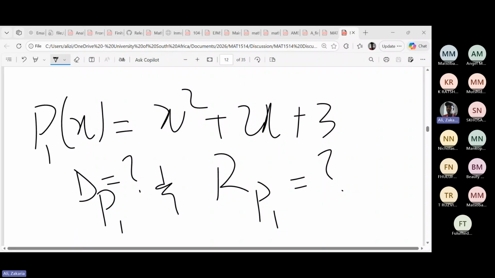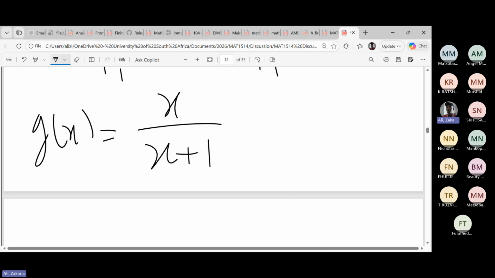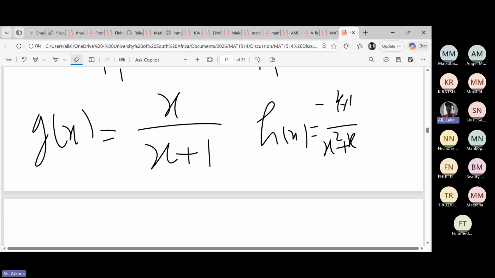But there is a certain type of function that we didn't speak about a lot, the rational functions, which are also part of the functions. I only gave you 1 divided by x and asked you to find the domain. But let's say I take g of x equal to x divided by x plus 1. Or let's say I take h of x equal to minus x plus 1 divided by x squared plus x.